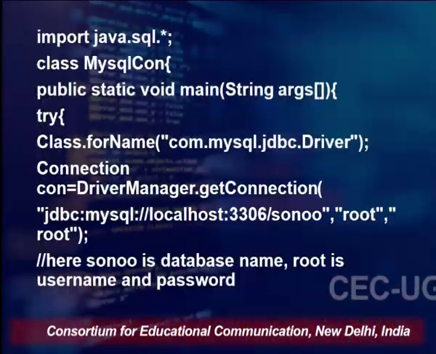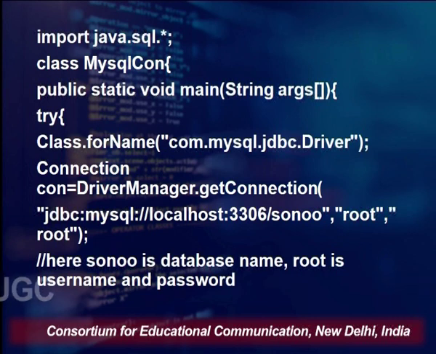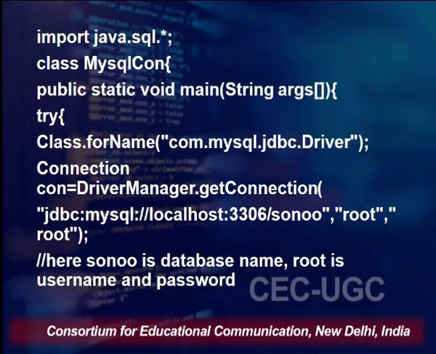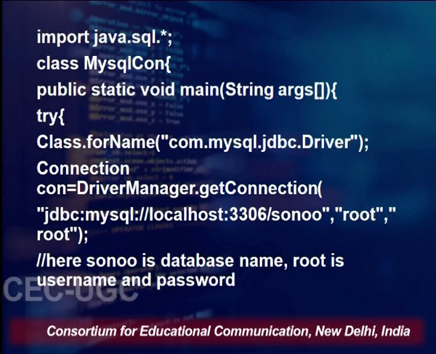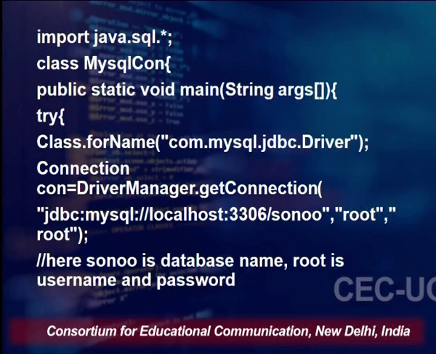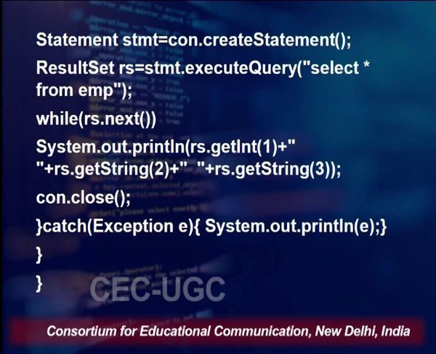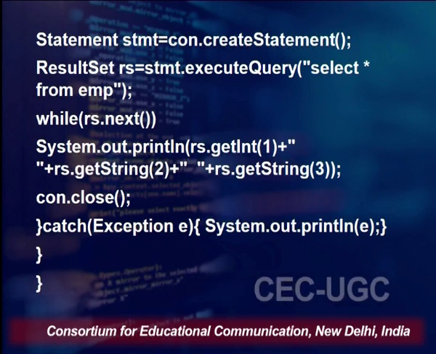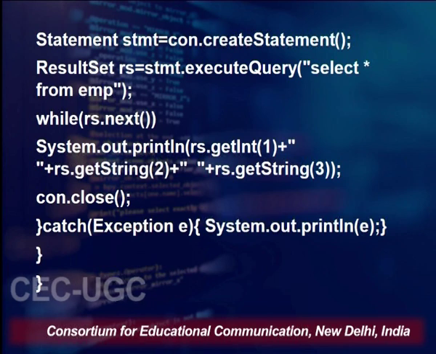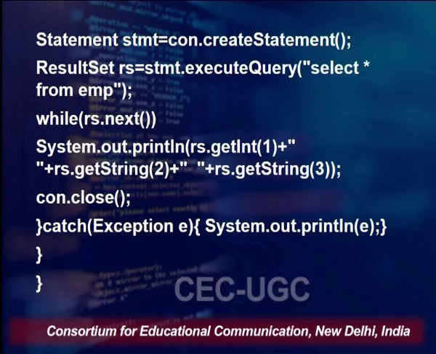Now here we have dealt with 2 steps. One is the driver, and the next is the creation of a connection, which we have done, and that connection has been stored inside the object named conn, with the required parameters. Now, the third step, if you recall, is the creation of the statement: Statement stmt equals conn.createStatement. That means a statement has been created.